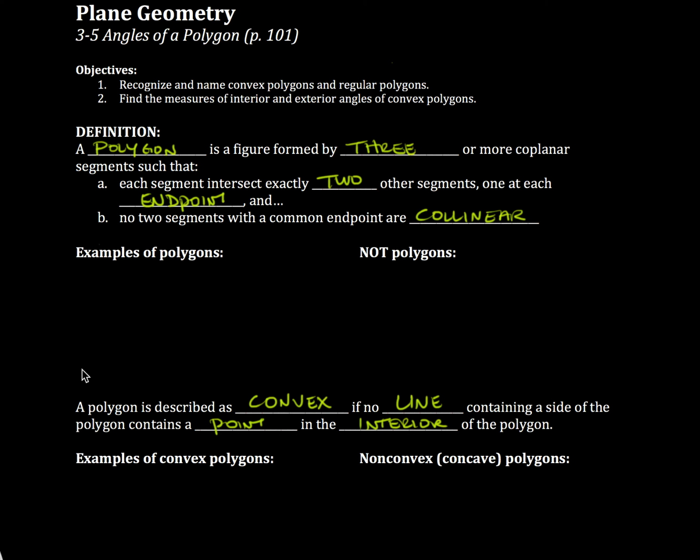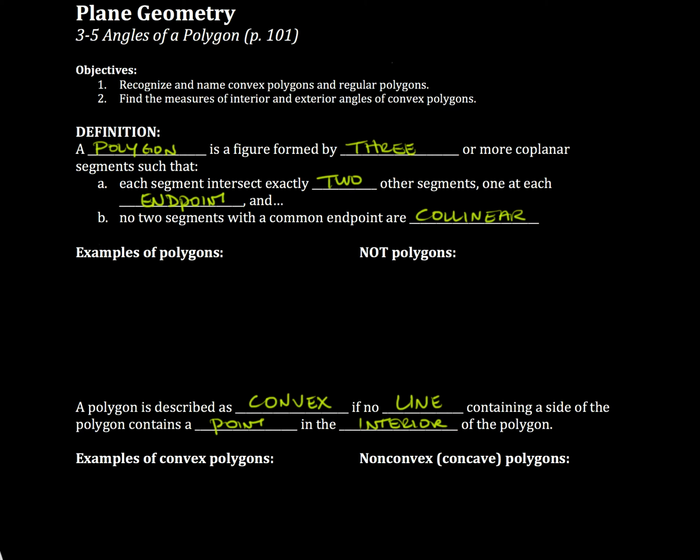Okay, everyone, let's take a look at polygons and some things that we can learn about polygons. First of all, what is a polygon? You can see I filled out some of these blanks just to save us a little time here. If you want to go ahead and pause the video and fill in the blanks and just listen to my explanation, you could do it that way, or you can fill in the blanks as we go. A polygon is a figure that's formed by three or more coplanar segments.